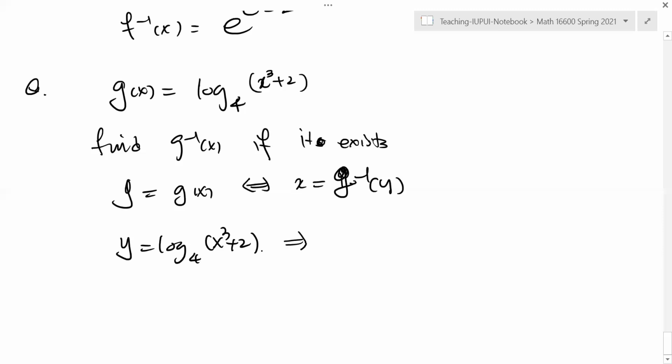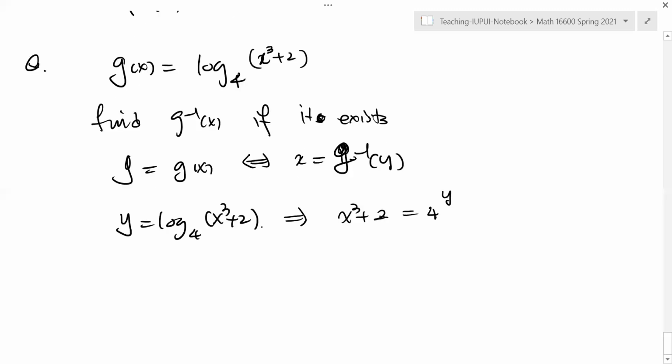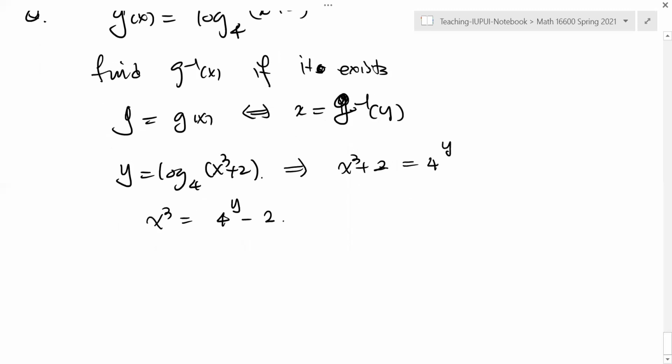Okay. So y equals this, right? That means x cubed plus 2 equals 4 to the y, right? I hope you know this part. Then x cubed equals 4 to the y minus 2. You can always solve for x, right? It's (4 to the y minus 2) to the 1/3.